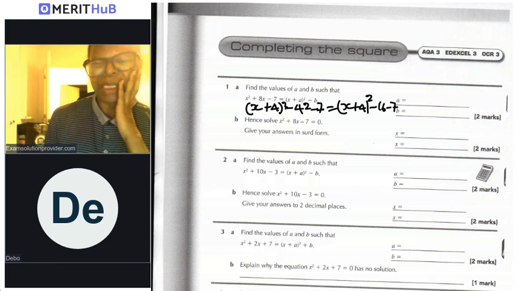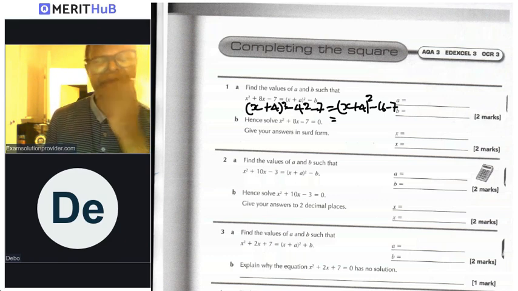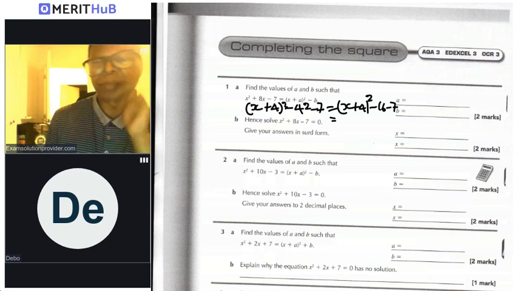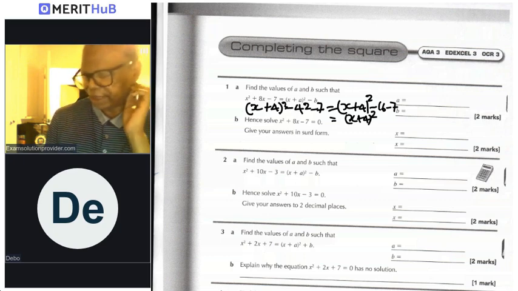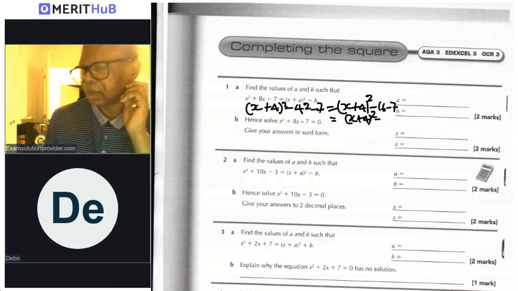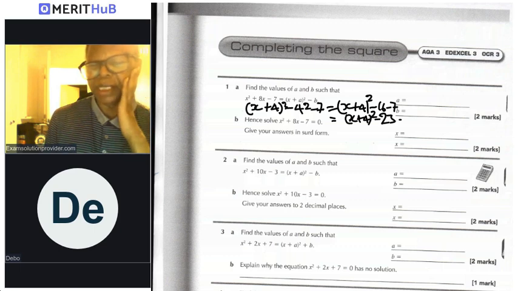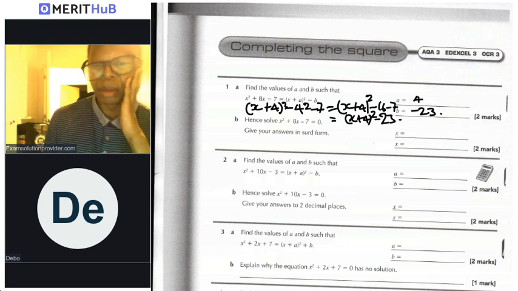Now, remember, maths is step by step. If you miss steps, you lose the marks. Okay, so this is going to be (x plus 4) squared. Then 16 plus 7, because they are both negative, will be minus 23. Okay, so then you have written this into that form. So then you can see that A is going to be 4, and B is going to be minus 23. Do you follow? Okay.